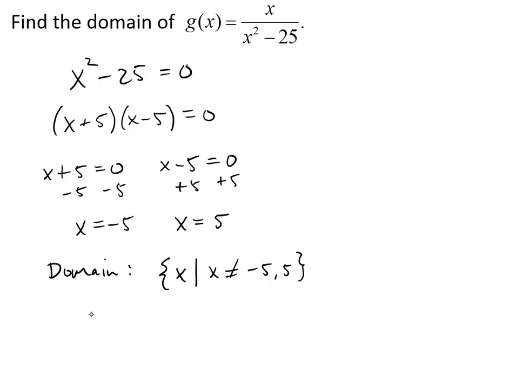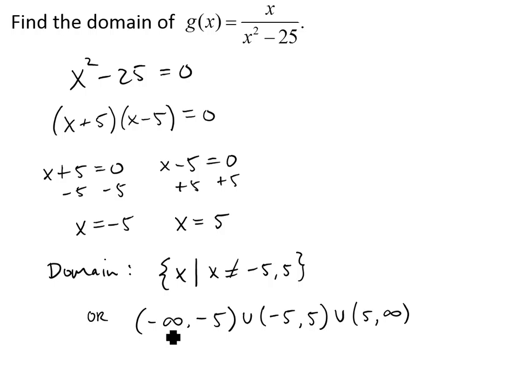Or we could write it using interval notation, and so our interval would start at negative infinity and go up to negative 5. We want to make sure and leave out the negative 5, so we would indicate that using parentheses, and then start right back up again at negative 5 and go to 5 and leave it out again using parentheses, and then go from 5 to infinity.